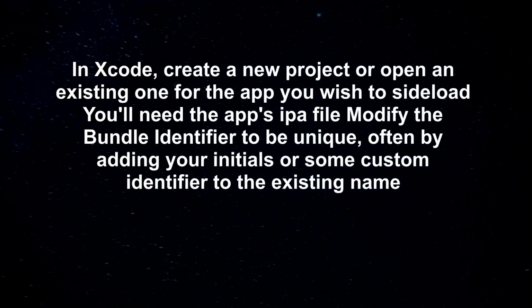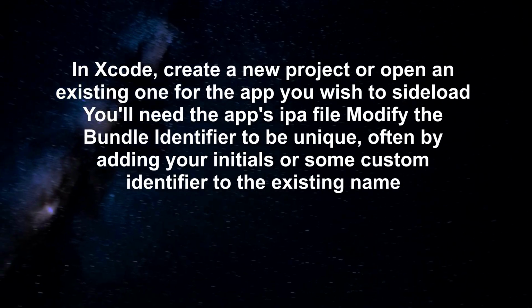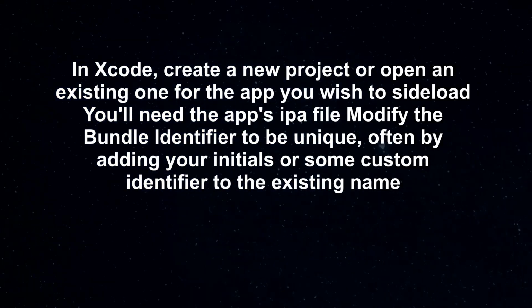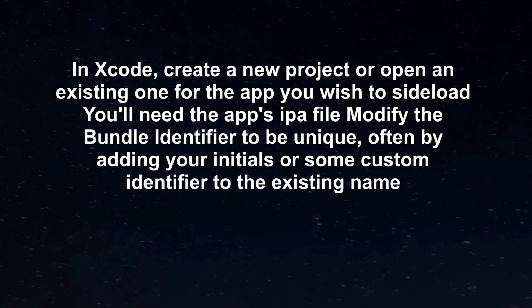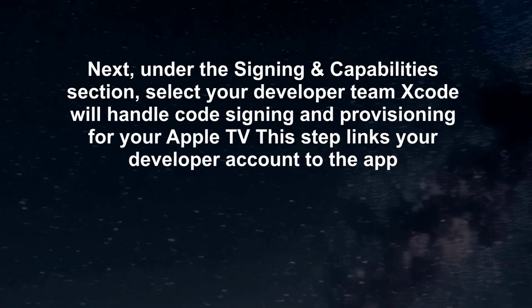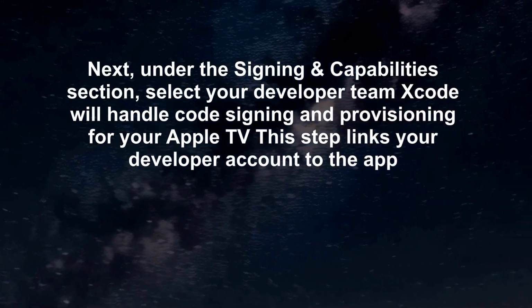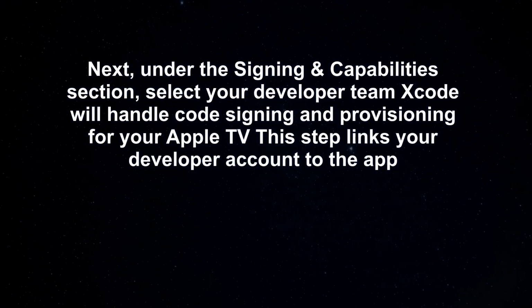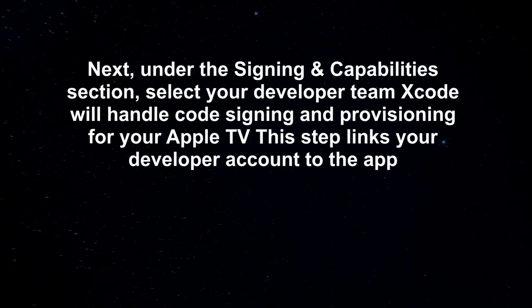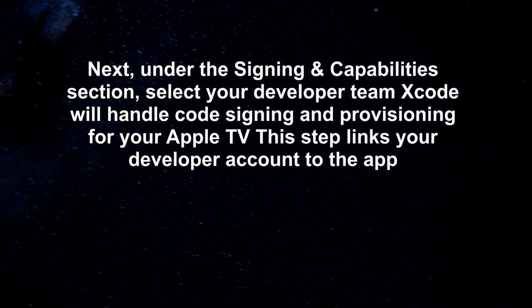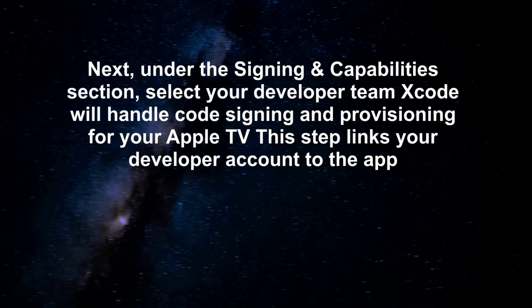Modify the bundle identifier to be unique, often by adding your initials or some custom identifier to the existing name. Next, under the Signing and Capabilities section, select your developer team. Xcode will handle code signing and provisioning for your Apple TV. This step links your developer account to the app.